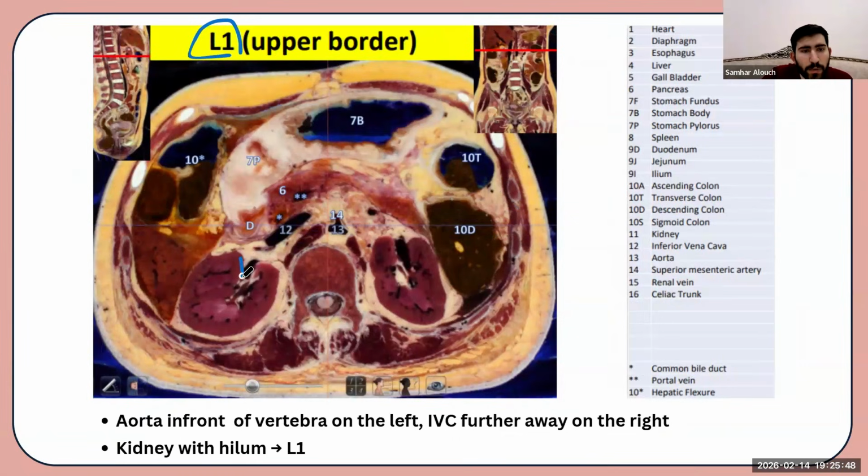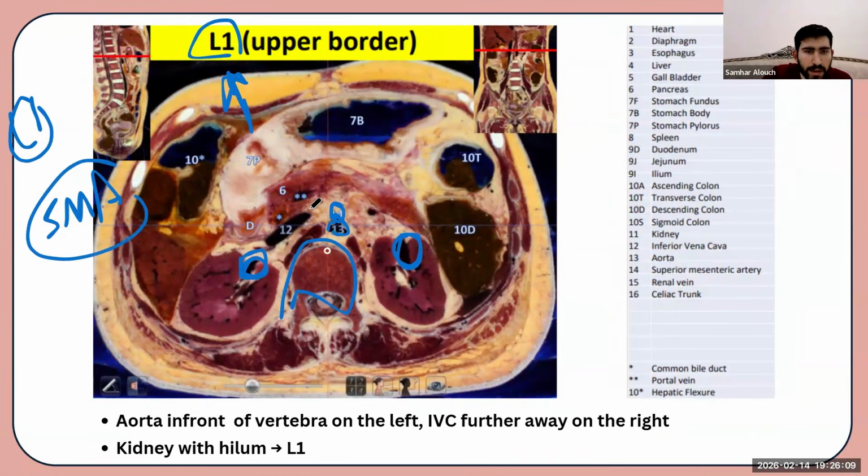Again, now we have L1. How do we know it's L1? We have a kidney with the hilum. We are seeing the hilum of the kidney, this lumen in front of the kidney. Then it's definitely L1 without checking anything else. Other structures, we have the vertebral body, we have the aorta, and we are having structures coming out of it. And since we know it's L1, then this structure is SMA, superior mesenteric artery. Also have inferior vena cava, here we have the liver, here we have the stomach.